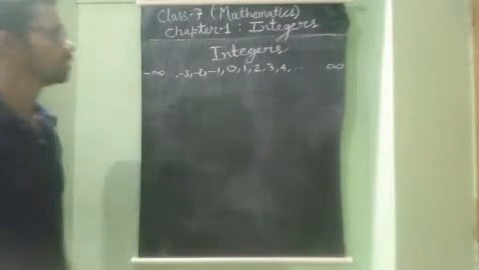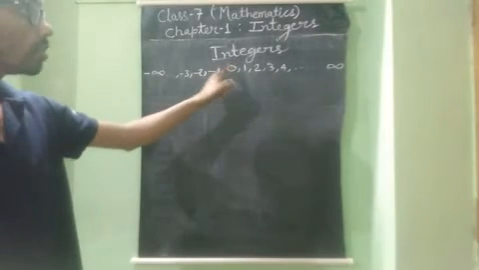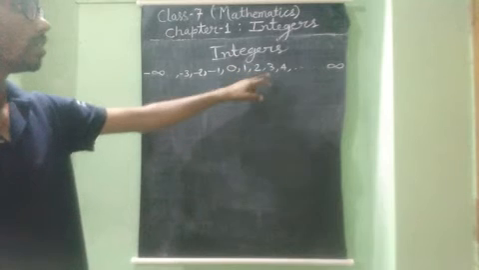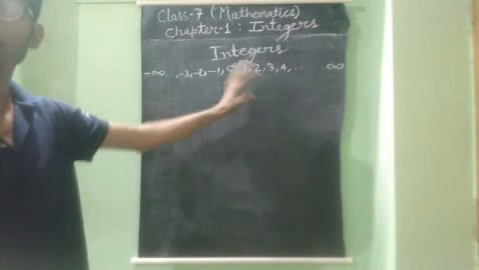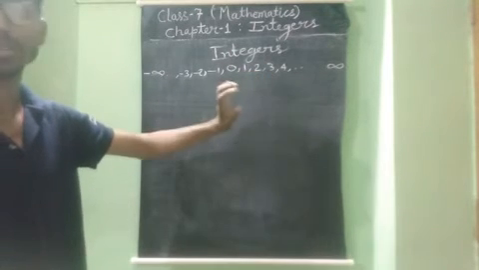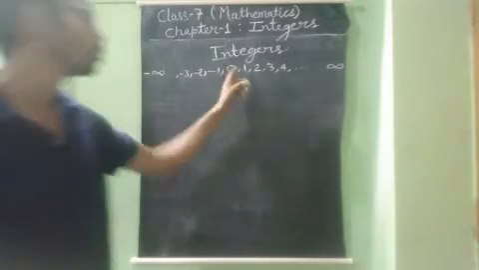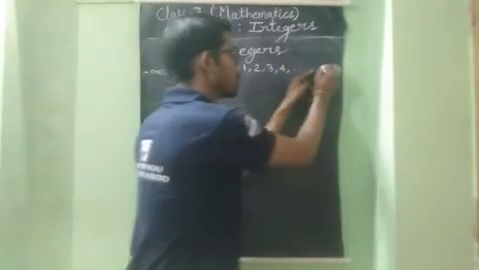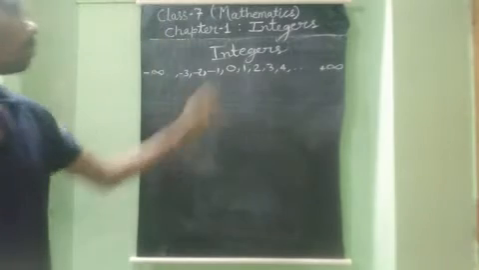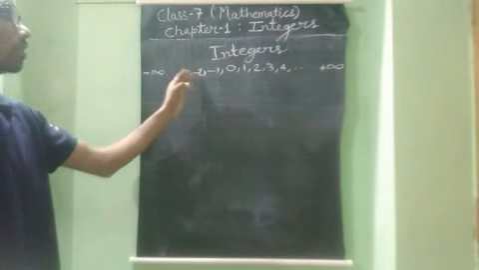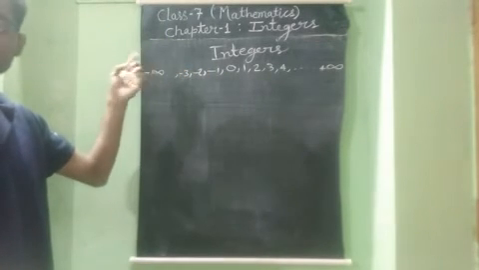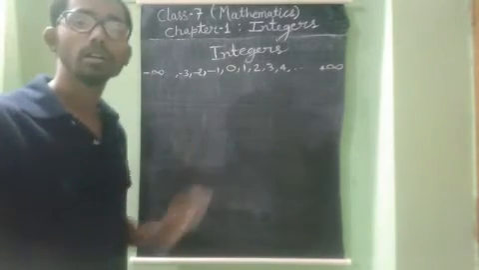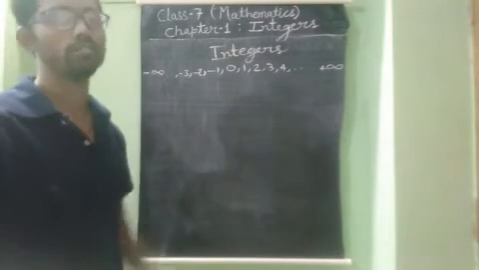Integers means 0, plus 1, plus 2, plus 3. This is not only 1, 2, 3. This is plus 1, plus 2, plus 3. Plus is hidden here. So plus 1, plus 2, plus 3, plus 4 and so on, plus infinite, minus 1, minus 2, minus 3, minus 4, minus 5, minus 6 and so on, minus infinite. These all numbers are called integers.